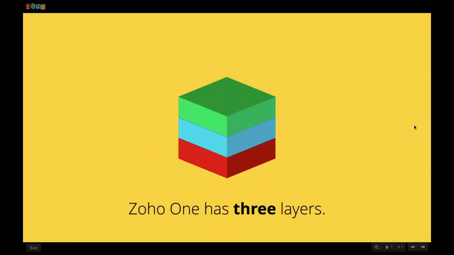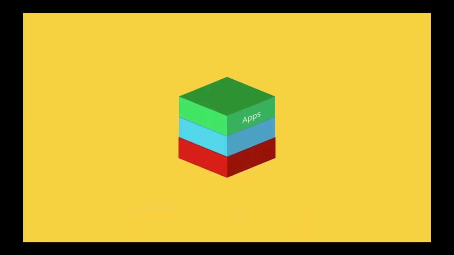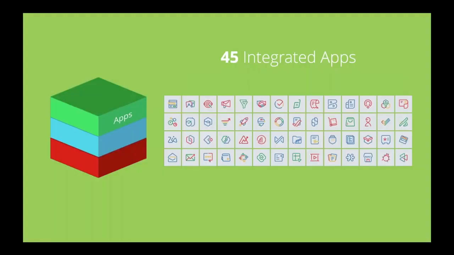And the way that we see the operating system, there are three layers. And so that's what I want to talk about first. So the topmost layer, if you've been using Zoho One, is probably what you're most familiar with, which is the apps. So that's what you're actually interacting with. So Zoho One gives you 45 integrated applications. They're all built to work together.